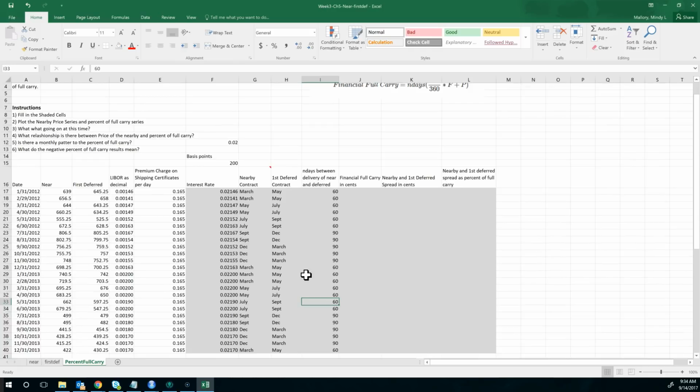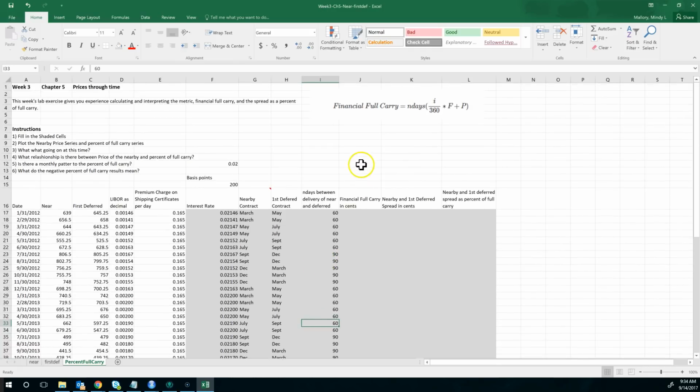Okay, so now we can take a second and make sure, but I think we've got all the columns that we need to calculate the financial full carry. So we've got the number of days, we've got our interest rate, we've got a futures price for the nearby, and we've got the premium charged on shipping certificates. So let's do it.